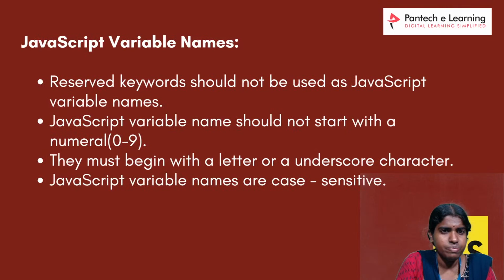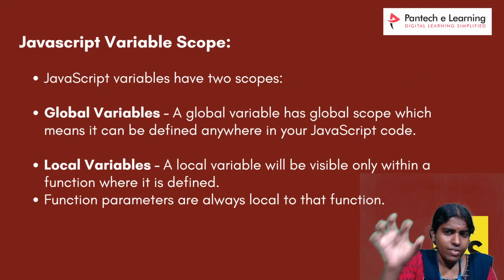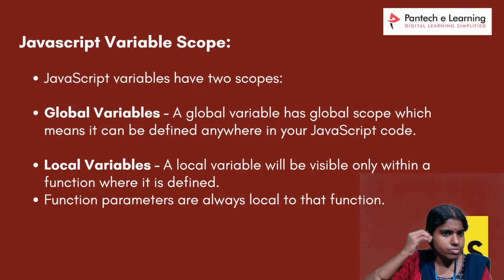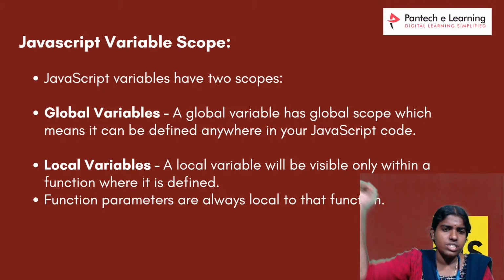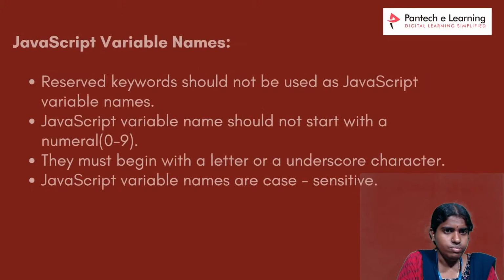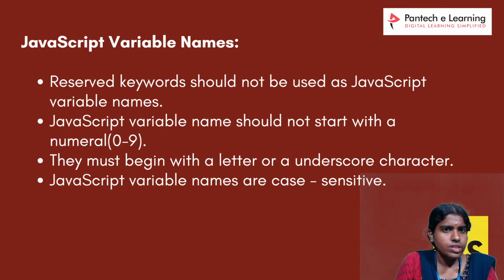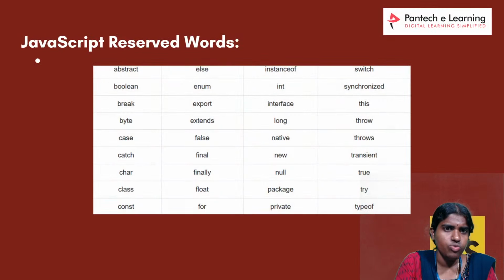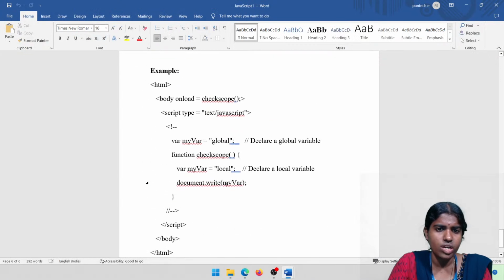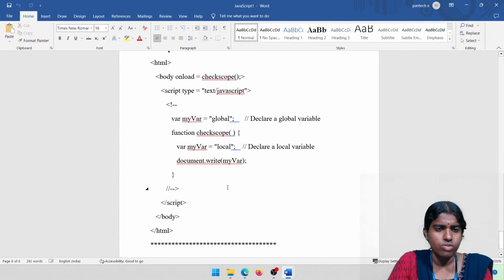Clear with this? So what do you mean by a local variable and what do you mean by a global variable? Whenever I am developing some application, a global scope means that it can be defined anywhere in the JavaScript code. And local variables will be visible only within the function where they are defined. So they are always local to that function. Clear with this? I am just giving you a brief introduction to variables. I am going to discuss variables further, and I will give you some more examples so that you will understand the use of local variables and global variables.